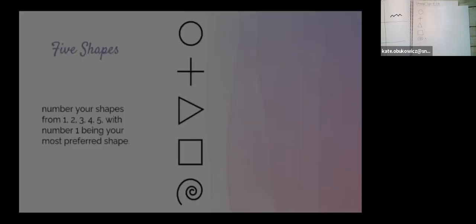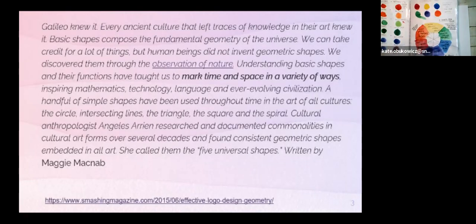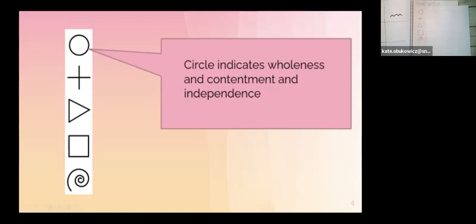And we talked about how these shapes appear all around the world in many different cultures and throughout a lot of time. And most cultures agree on the meaning of them, right? Okay. So now we're going to take some notes and we're going to connect them to our color theory and the emotions that go with the color. So let's write this down. The circle, next to the circle, write down, it indicates wholeness, contentment, and independence.